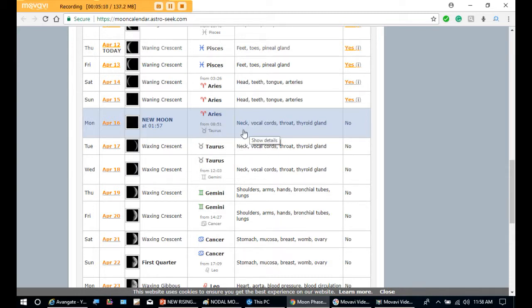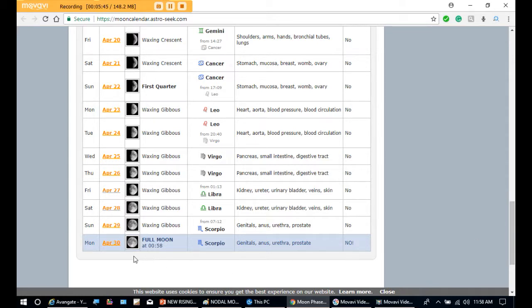So to emphasize the neck, vocal cords, throat, and thyroid gland for that particular day, which is interesting. And as you can see, look further, April 22nd, you'll be in the first quarter moon. That moon will be in Cancer, which rules the stomach, the mucosa, or whatever they call it, the breast, the womb, and the ovaries in a female. So it's just one of the perspectives that is worth looking into.